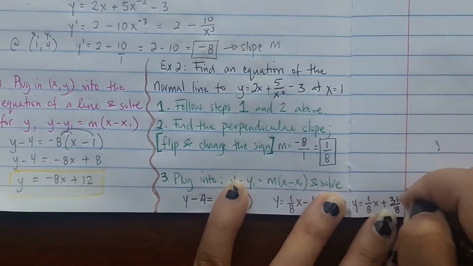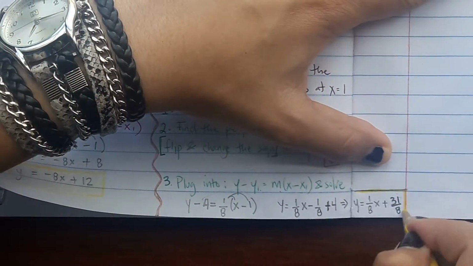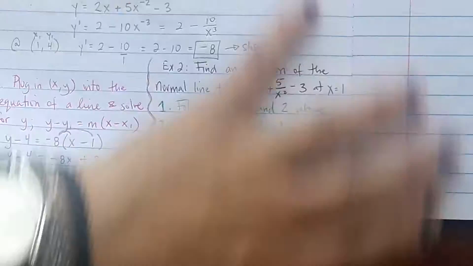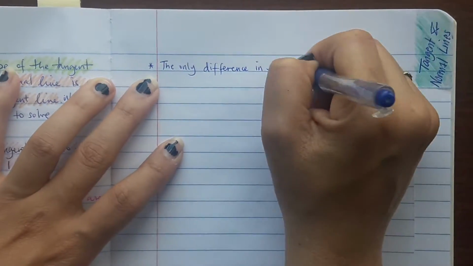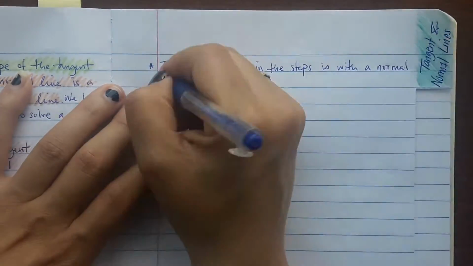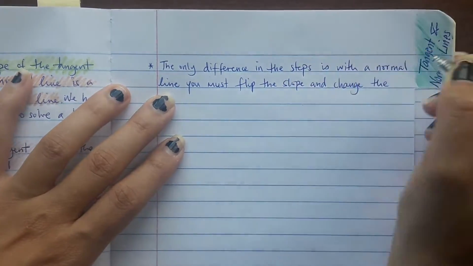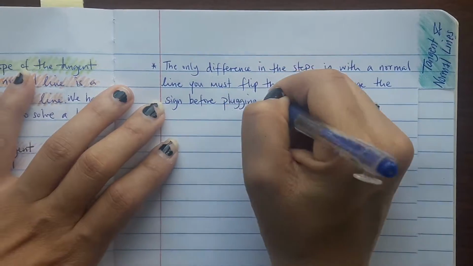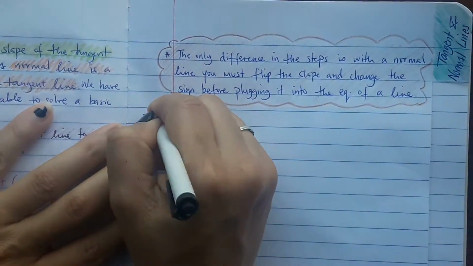All you need to remember is the slope is perpendicular to that of the tangent line. So the tangent line is the derivative, and then the equation of a normal line is perpendicular to the tangent line. All right, so again, the only difference in the steps is with a normal line, you must flip the slope and change the sign before plugging it back into the equation of a line.